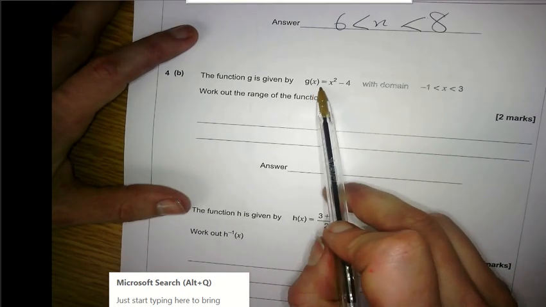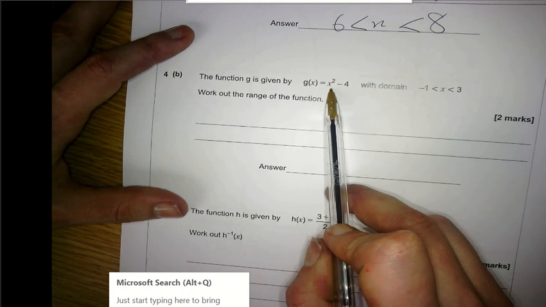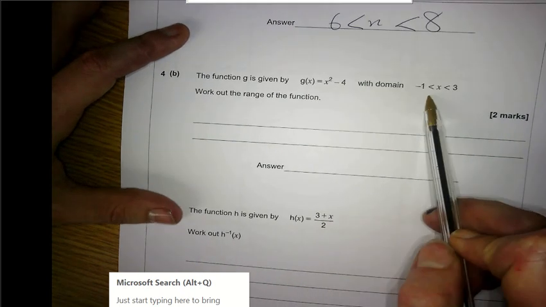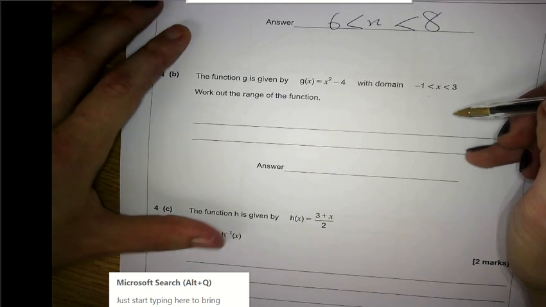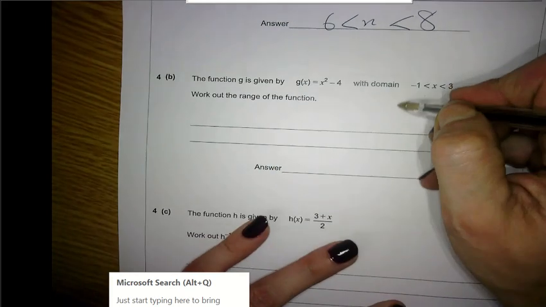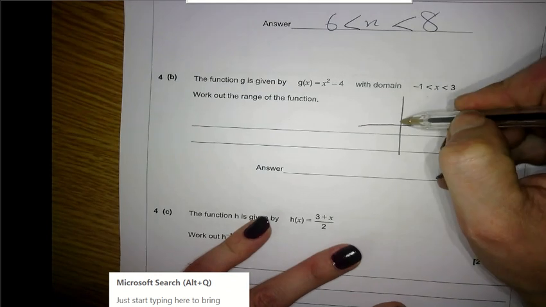B, the function g is given by this. g of x is x squared minus 4 with a domain of -1 to 3. So x is between -1 and 3. This is a quadratic function. I'm going to do a quick sketch. It's x squared minus 4.